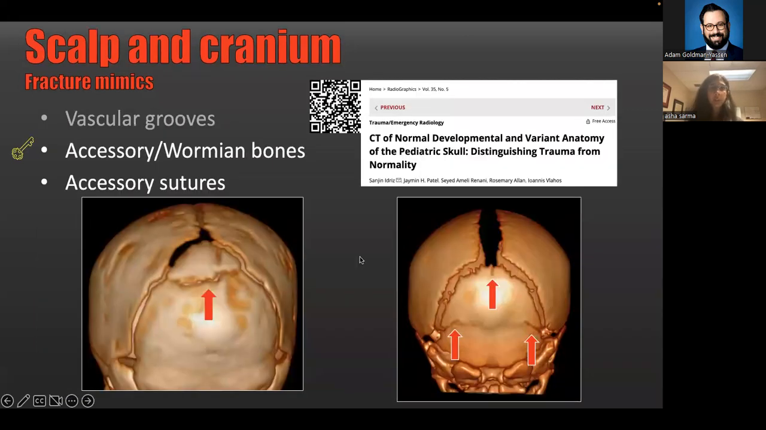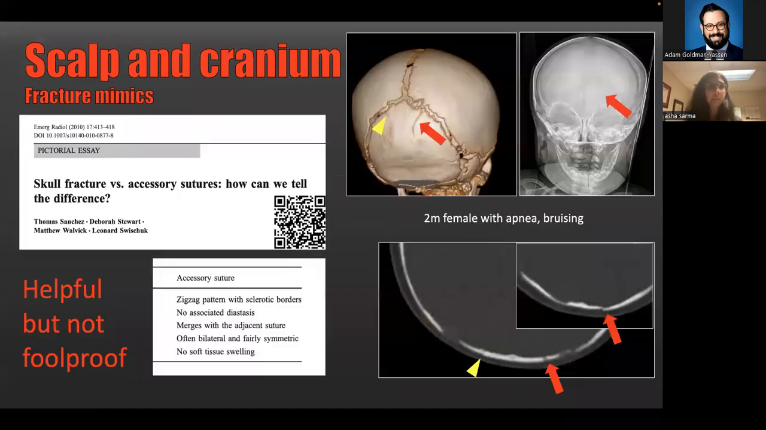And then accessory or Wormian bones. These are things that you get to know through experience and time. This is an example of what people sometimes call an interparietal or Inca bone. And here are some common accessory sutures. But I find that there are some papers I go to over and over when I'm wondering if something could be an accessory suture, for example this nice Radiographics article. Here's another one that helps us, skull fracture versus accessory sutures.